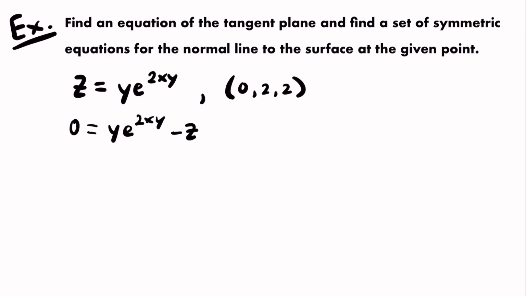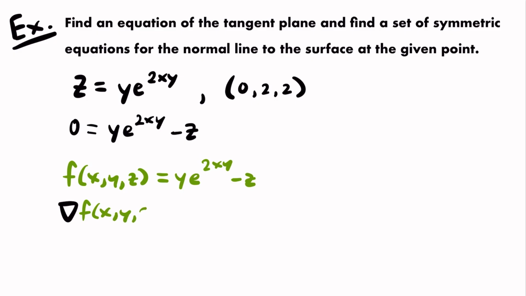All right, and so now we have it in the form of a multivariable function of 3 independent variables equal to some constant, in this case 0. So now it's in a form where we can find the gradient vector, okay? So our function f(x, y, z) is equal to y times e to the power of 2xy minus z, and now we want to find the gradient for that function, okay? And that will be equal to fx times i plus fy times j plus fz times k.